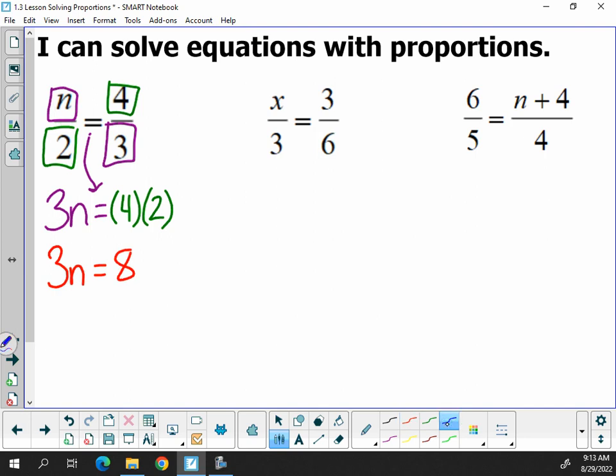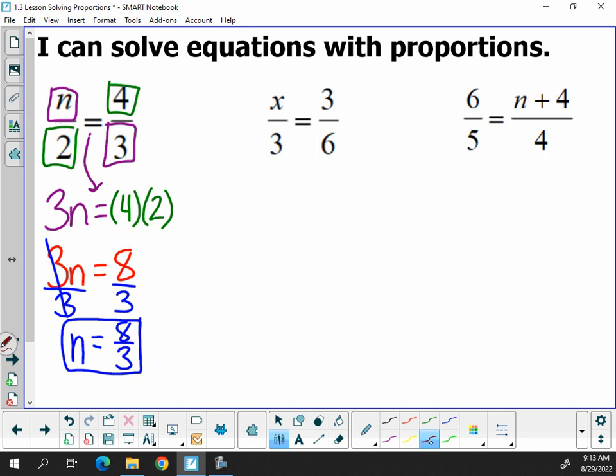And in order to get rid of this 3, I'm going to divide both sides by 3. 3 divided by 3 is 1, so I'm left with 1n. I just don't write the 1. And then 8 divided by 3 is going to give us a decimal, and so I'm just going to leave it as 8 divided by 3. That's okay. It looks funny, but it's the right answer.